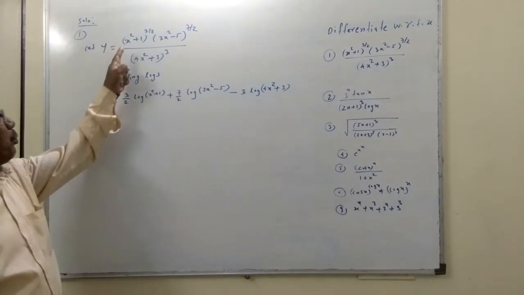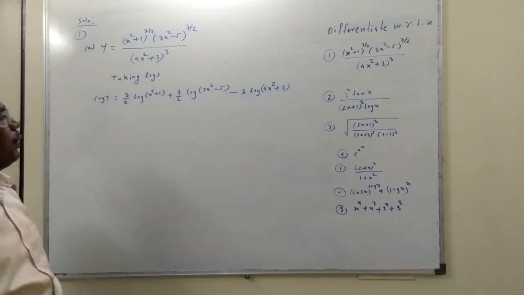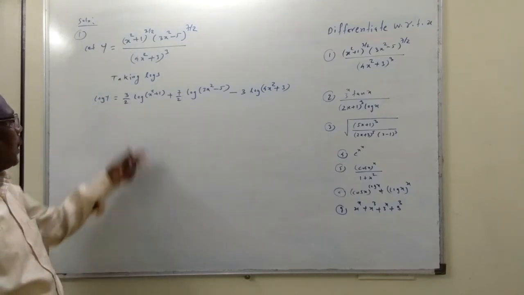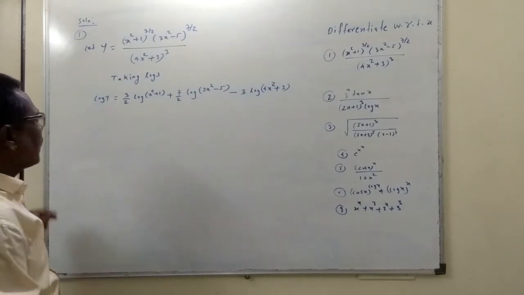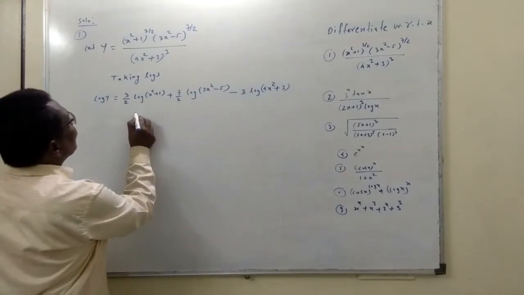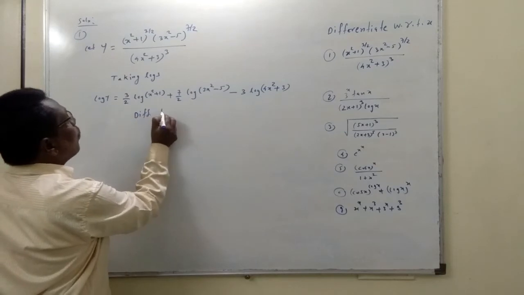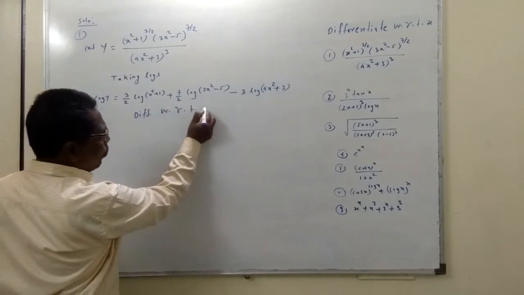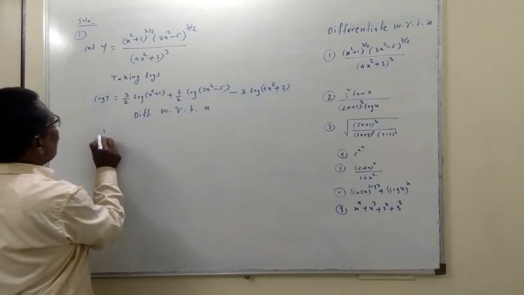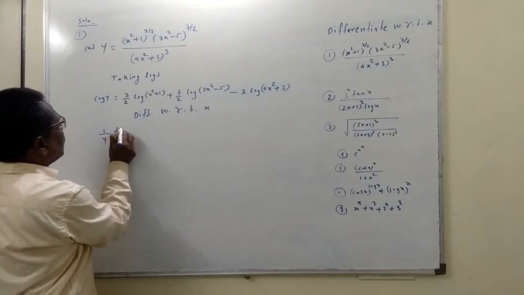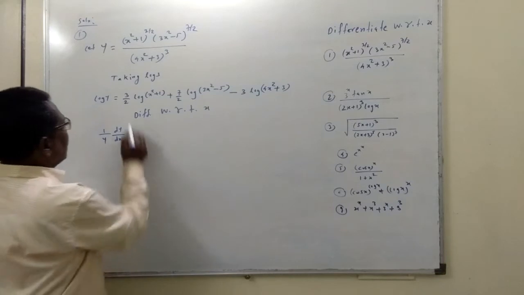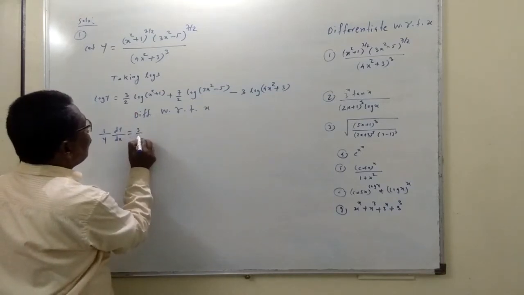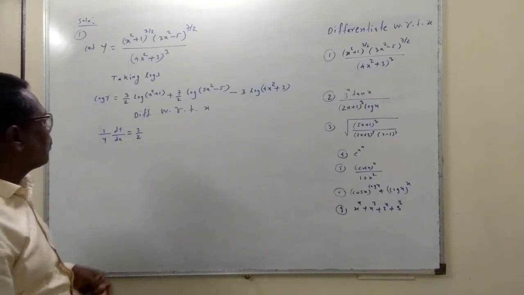Now instead of this, we would have to use the u, v, u by v rules. But if we take the logs here, the derivatives are very simple. So we differentiate with respect to x. The derivative of log y is 1 upon y, dy by dx, equal to 3 upon 2, a constant, which we take outside by applying the theorem.